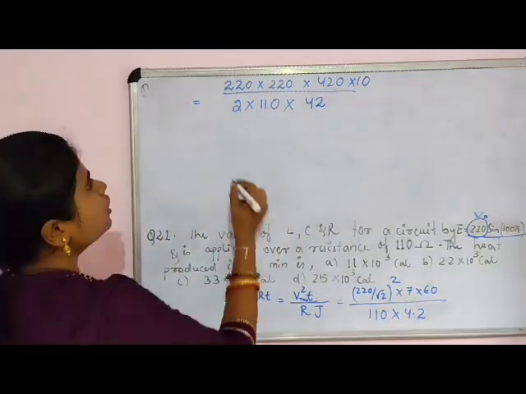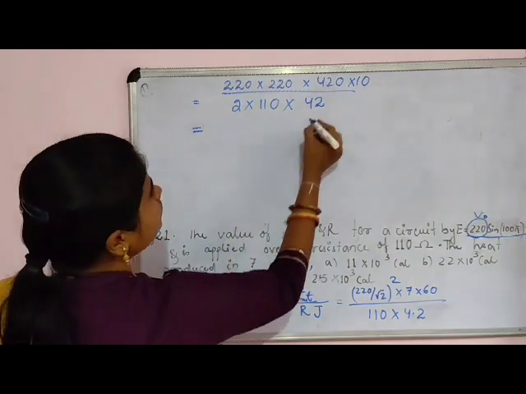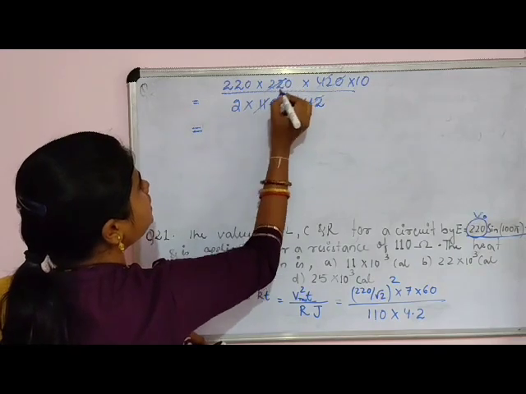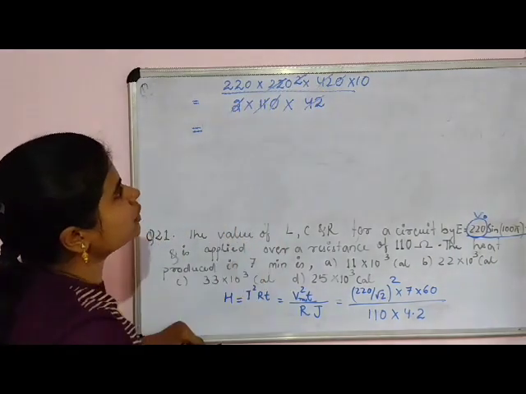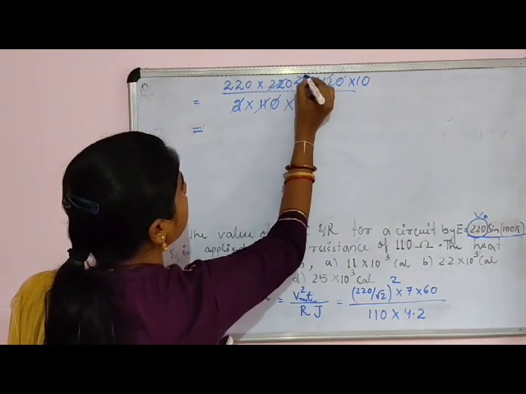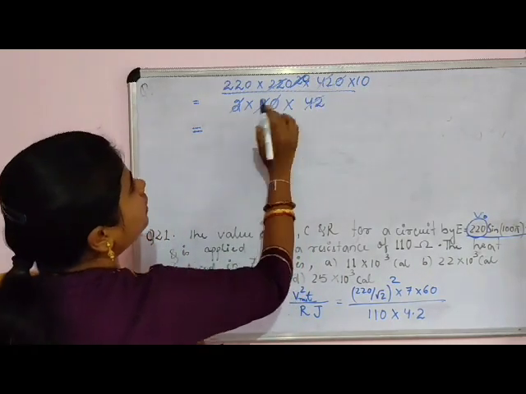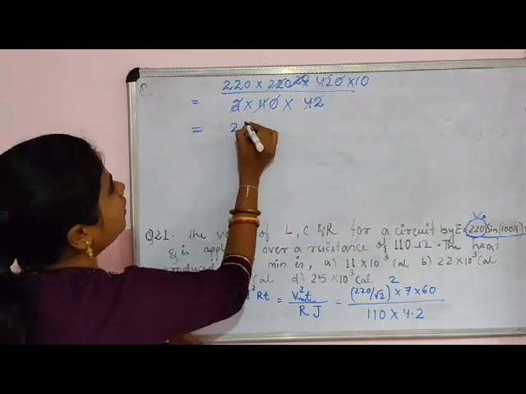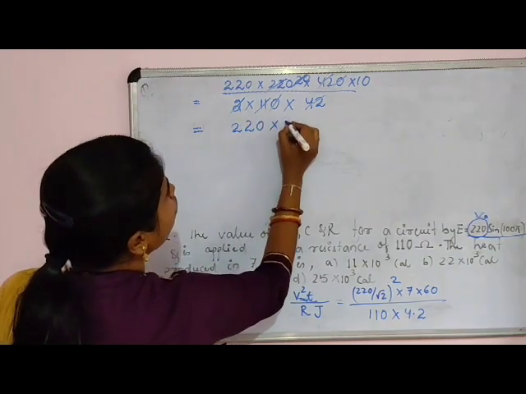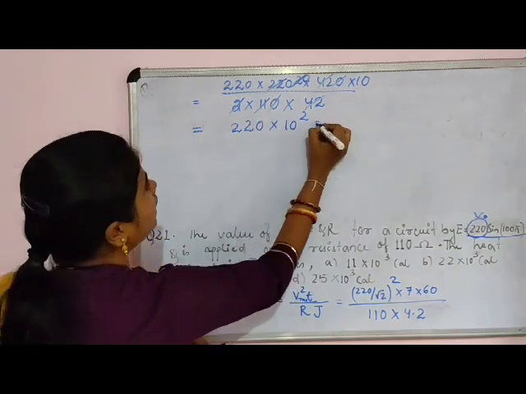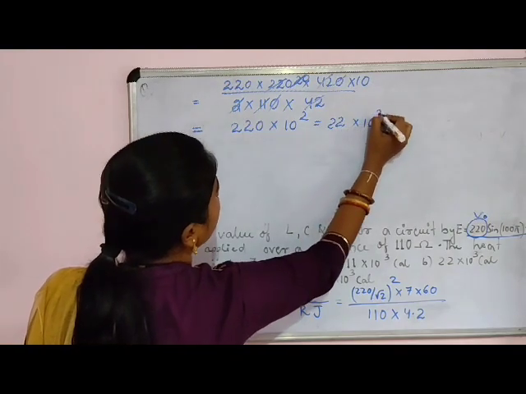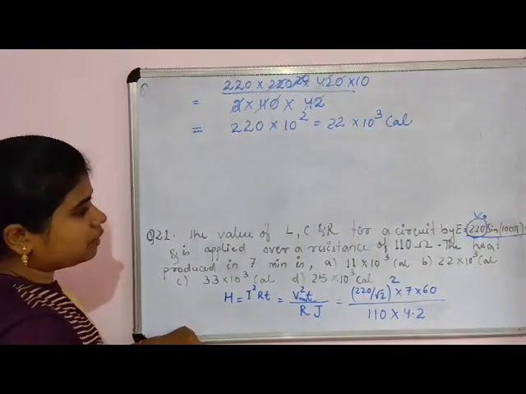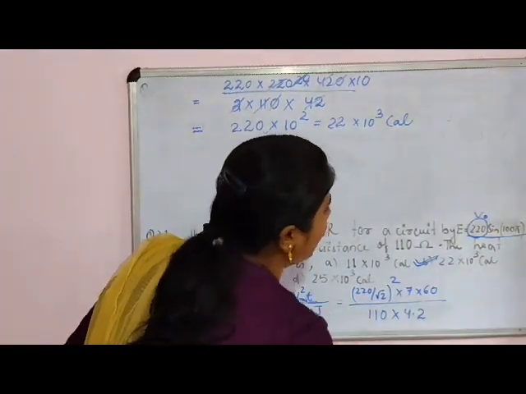Clear? In this way you can see this part will be cancelled, and again we can cancel this with 2, so this 2 will also be cancelled. That will be 20, and there is one more 10. So that will be 220 into 10 to the power 2, or we can write it as 22 into 10 to the power 3 calorie. Now comparing with the options, this is coming as the correct option.